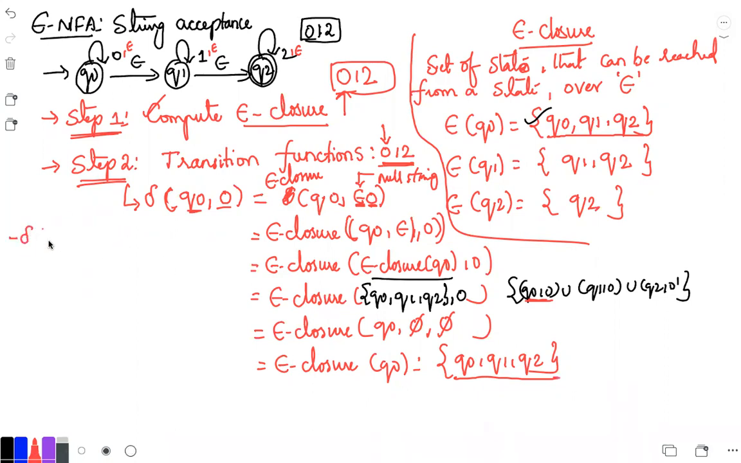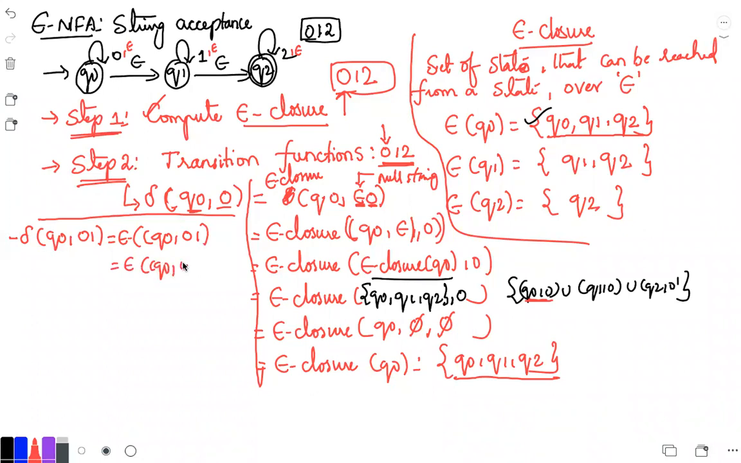Now, what is the second input character? 1. So already 0 is scanned, right? Now I'm taking the second character, so 0, 1. I'm appending 1 to it. This is epsilon closure of, I'm not writing the closure word because of the space constraint, so you assume it, epsilon closure of Q0 comma 0, 1. Or I can also view it as Q0 comma epsilon 0, right? Just now I appended epsilon here, and I can append epsilon here also.